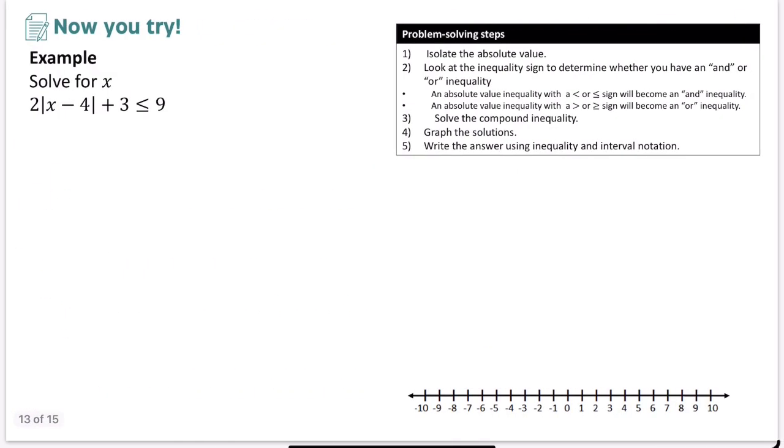So now you can go ahead and pause the video and try doing this example on your own.